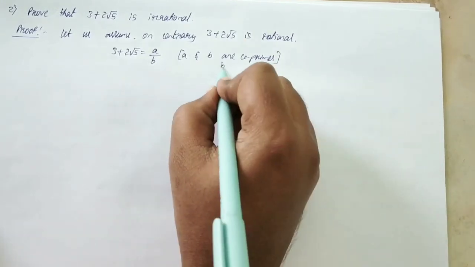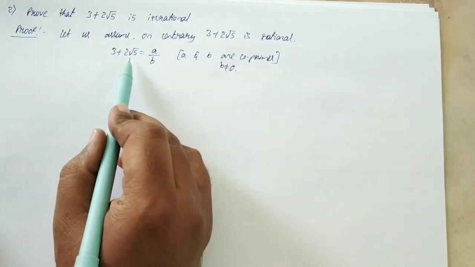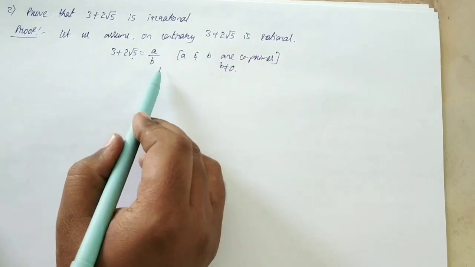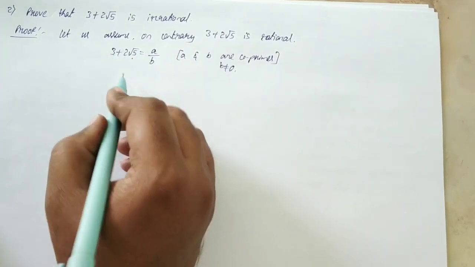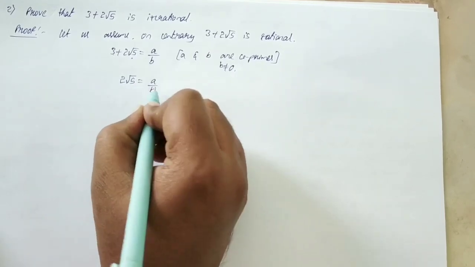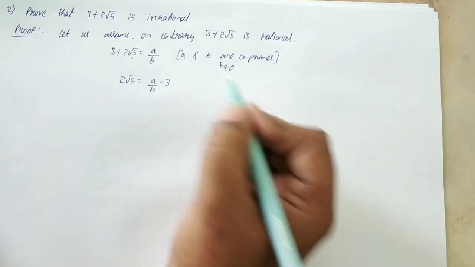And one more condition, this B is not equal to 0. So keep root 5 as it is and shift this 3 and 2 to the RHS. So first we will shift 3 to the RHS. What will it become? 2 root 5 is equal to A by B. So plus 3, if it goes to the RHS, it will become minus 3, right?